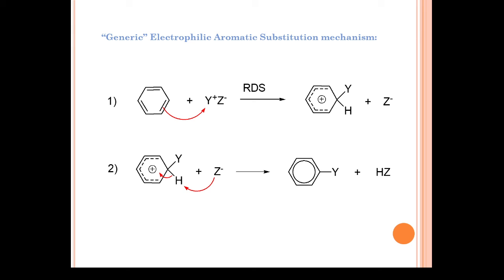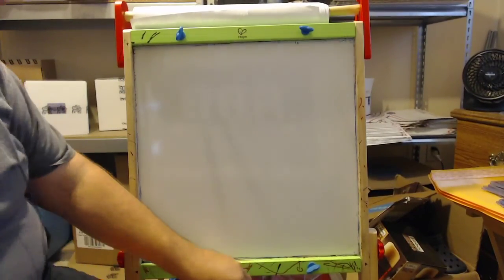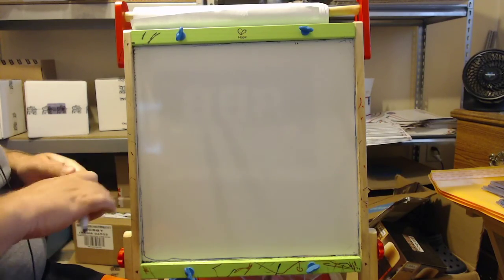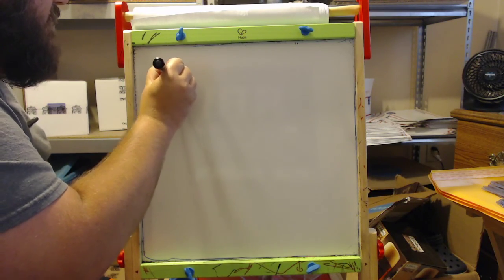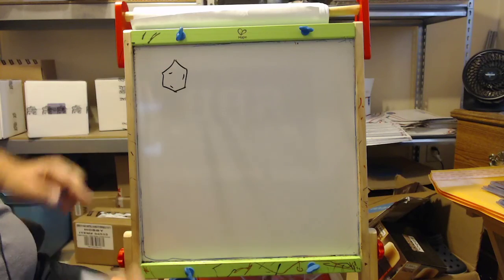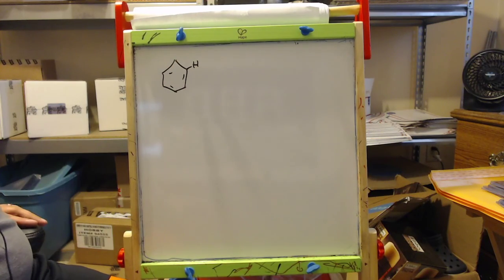So the general mechanism is seen right here. First of all, it's electrophilic aromatic substitution, which means I'm going to need an electrophile, and the electrophile is what's going to substitute onto the ring structure. If we look at it on the board here, I have a benzene ring. It has its 6 pi electrons, 2, 4, 6. And it has hydrogens attached to all of them. We're going to focus on that hydrogen right here.